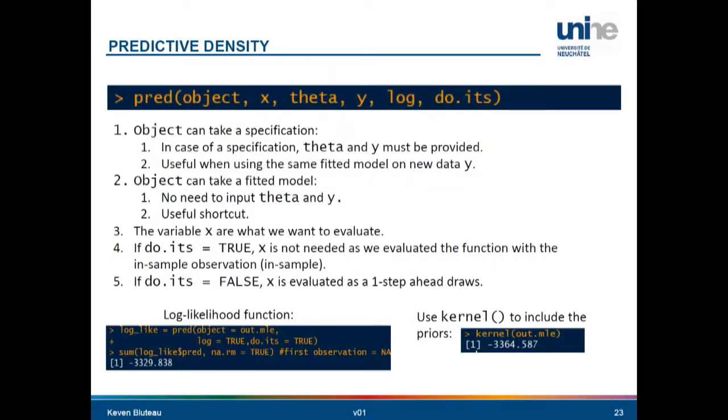So we have the pred function, which is the predictive density. It takes an object parameter, which can be a fitted object or a specification. You can provide x, which is the value that you want to evaluate, theta, which is the parameters, y, if it's your series, and log, if you want the log predictive density. And do.its is an option that we have in almost all the functions. It means that you want to do it in sample, so we filter and give you the density at each time in your sample, or you want the one at t plus 1, the last one, the predictive one. With this, you can export the log-likelihood function that we show at the bottom right, or if you want to include the priors in there, you use the kernel function.